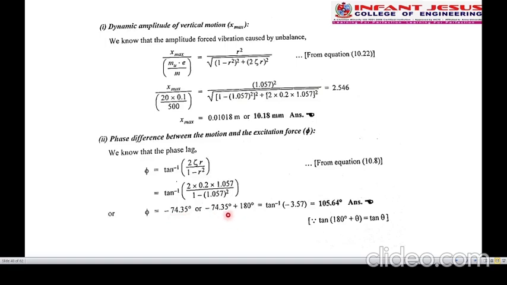Since it is a minus value, we add 180 degree. That is tan inverse of minus 3.57, which gives 105.64 degree. Since tan of (180 plus theta) is equal to tan theta, using this formula we are changing the minus value to plus.